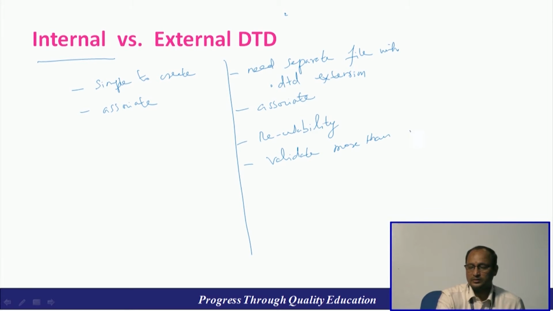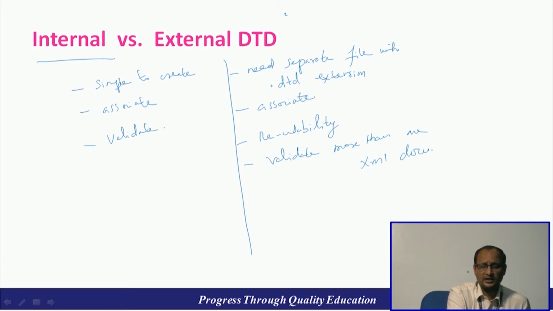but an internal DTD cannot be like that. It can validate only one particular document. So which one is better depends on the need. If you want to validate more than one XML document of different authors, then definitely it should be kept at a common access point as a URL. We can keep that file there.